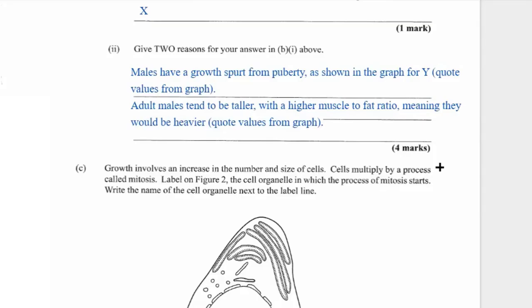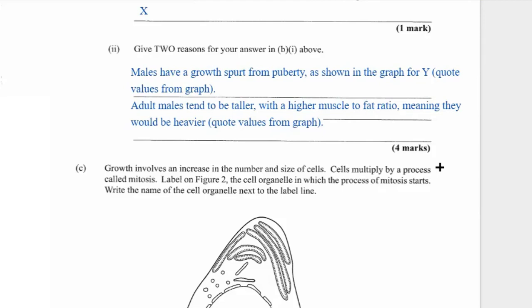Adult males tend to be heavier, tend to be taller than adult females. That higher muscle to fat ratio, muscle tends to be more dense than fat weight-wise, so high muscle to fat means that the adult males are going to be heavier, even if they are the same height.